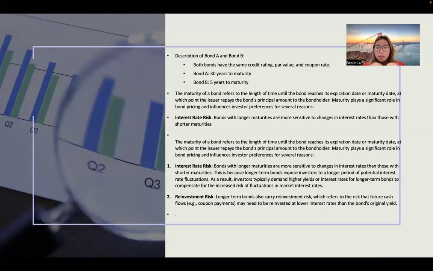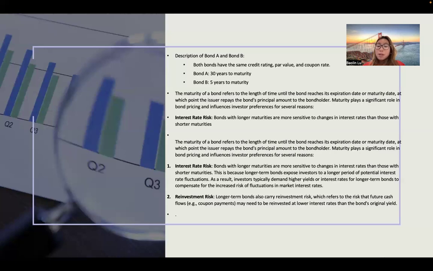Two main reasons that I could think of. First, interest rate risk. Bonds of long maturity are more sensitive to change in interest rate than those with shorter maturities. This is because the longer term exposes investors to a longer period of potential interest rate fluctuation. As a result, investors typically demand higher yields or interest rates for longer term bonds to compensate for the increased risk of fluctuation in market interest rates.